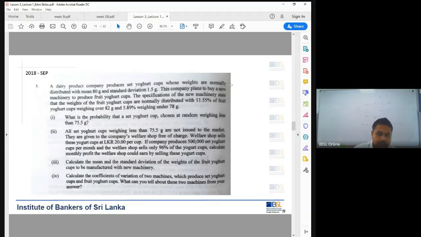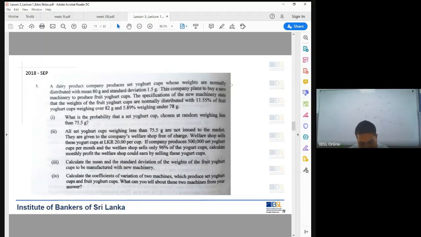Let's read the question together. A dairy production company produces set yogurt cups whose weights are normally distributed. That's important, normally distributed with a mean of 80 grams and a standard deviation of 1.5 grams. This company plans to buy a new machinery to produce fruit yogurt cups. The specification, so that means we have now two yogurt lines. Don't forget, set yogurt line and the fruit yogurt line.